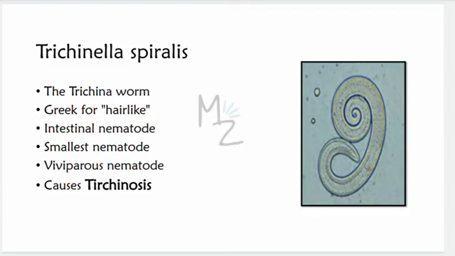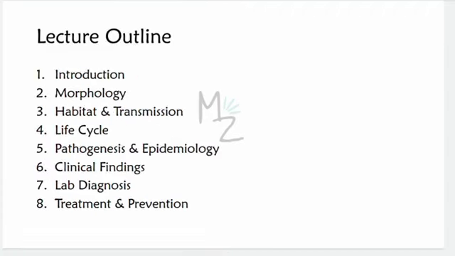In this picture on the right side, you can see the Trichinella spiralis. It looks like a spiral, doesn't it? Lecture outline. I've introduced you guys to the Trichinella spiralis. Now we're going to talk about its morphology, habitat and transmission, life cycle, pathogenesis and epidemiology, clinical findings, lab diagnosis, treatment, and finally the prevention.